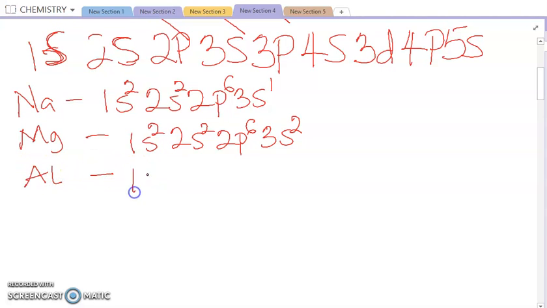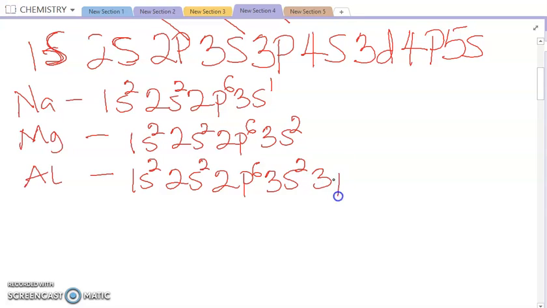So you have 1s2, 2s2, 2p6, 3s2, 3p1. So you are now in p orbital, in the third shell. So the next one after aluminium, you have silicon.